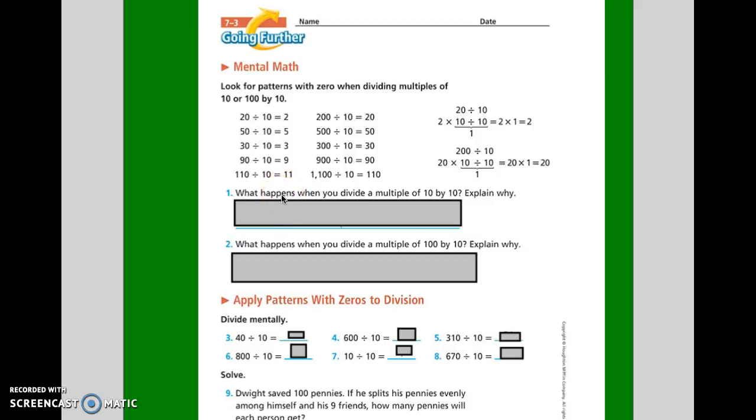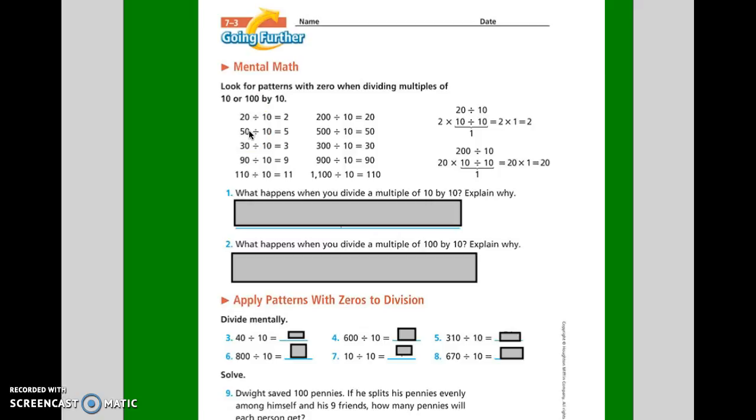So I just want to point out some of these patterns. When I look here, we've got 20 divided by 10. We know that if we do 10 into 20, or 10 times what equals 20, the answer is 2. 50, same thing. 50 divided by 10, we're going to get 5, right? Just drop that 0 and you have your answer.